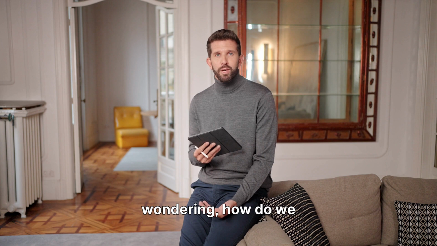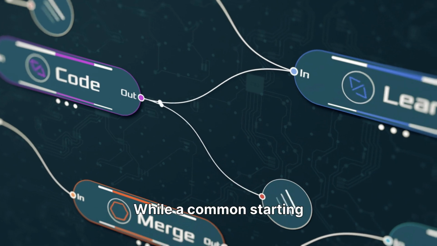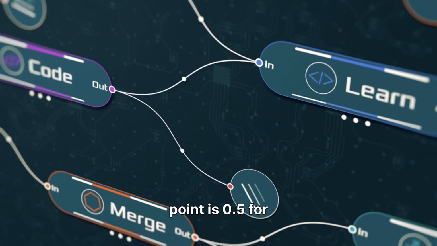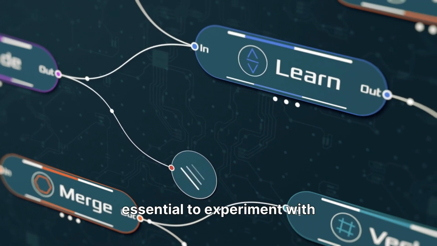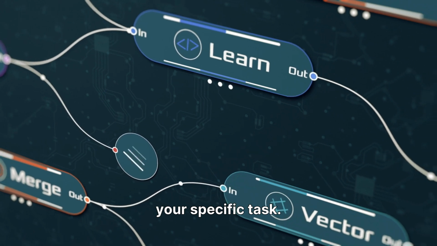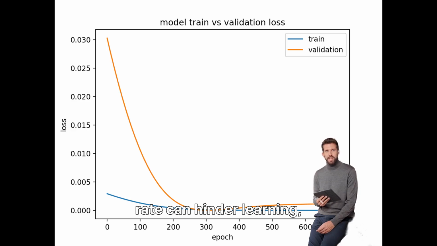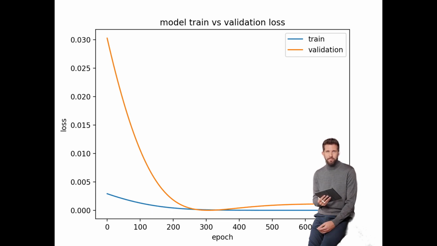Now, you might be wondering, how do we decide on the dropout rate? While a common starting point is 0.5 for hidden layers and 0.2 for input layers, it's essential to experiment with different rates to find what works best for your specific task. Too high a dropout rate can hinder learning, while too low may not combat overfitting effectively.